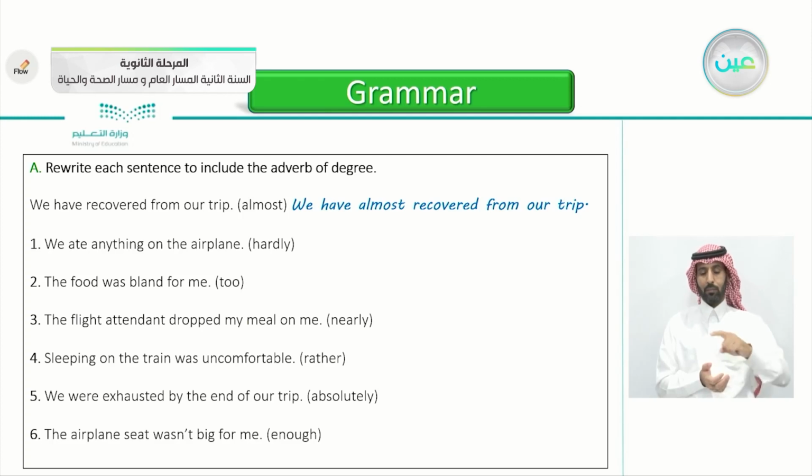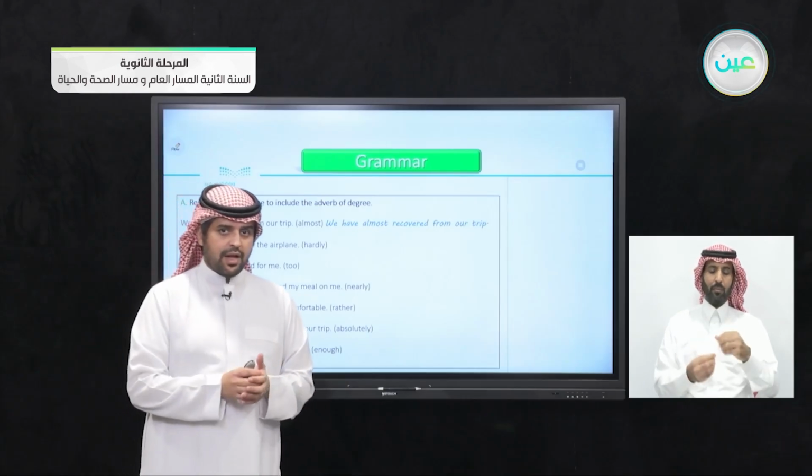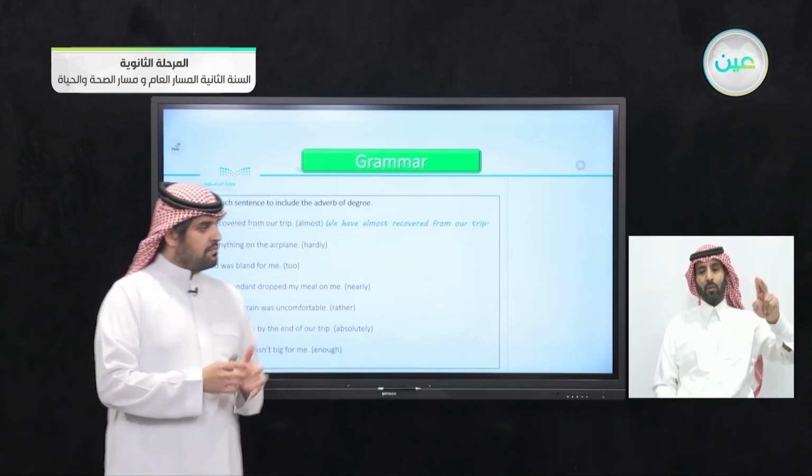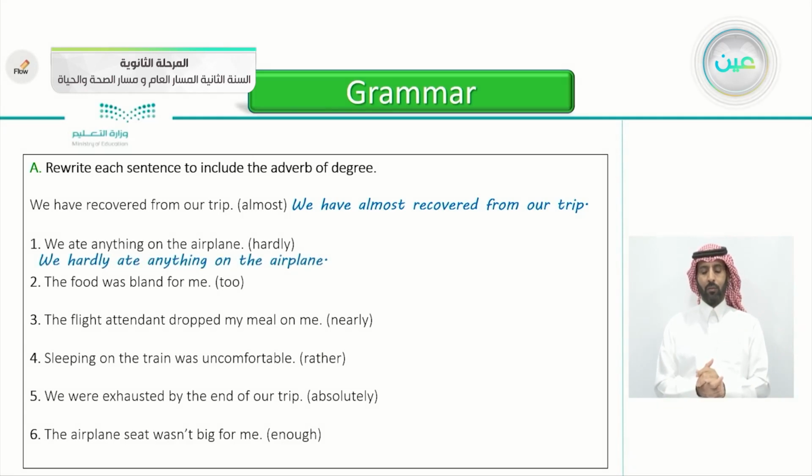Number one, we ate anything on the airplane. And the adverb of degree, hardly. We ate anything on the airplane, and we want to add the word hardly. Okay, let's check the answer. We hardly ate anything on the airplane. So it comes before the verb. We hardly ate anything on the airplane.